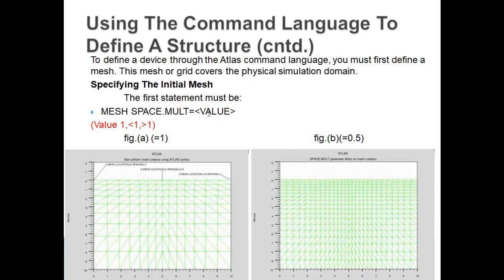A value greater than 1 will create a globally coarse mesh for fast simulation. A value less than 1 will create a globally fine mesh for increased accuracy. When you do the coding in DeckBuild, you can take the default value 1. On the left-hand side of the plot, we have taken the value 1, and on the right-hand side of the plot, we have taken the value 0.5. You can see that when we have taken the value 0.5, then figure 2 has double the density in comparison to figure 1.